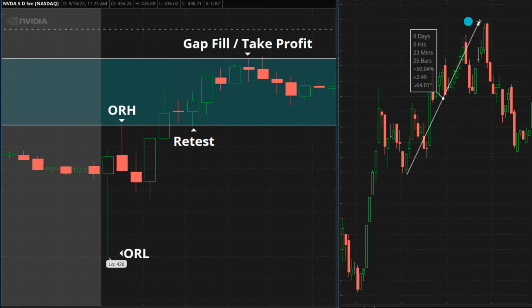And if you trade options, this trade right here would have netted you about 50% if you were able to execute on this trade in a very short amount of time. This is about 25 minutes essentially. So we're going to break down all of that in today's video.